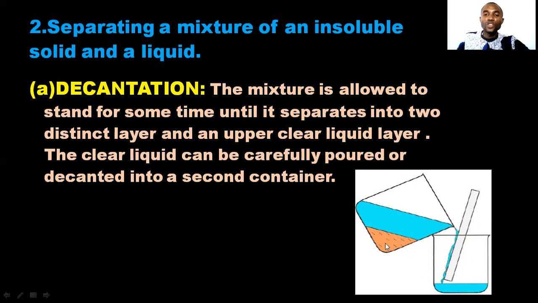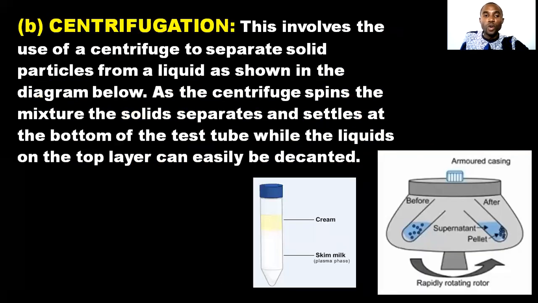It's the mixture of an insoluble solid and a liquid. Separation of the two, we can use decantation as one of the methods. Another one we can also use is centrifugation. Centrifugation is another method we can use to separate that. This one involves the use of a centrifuge to separate solid particles from a liquid, as shown below.